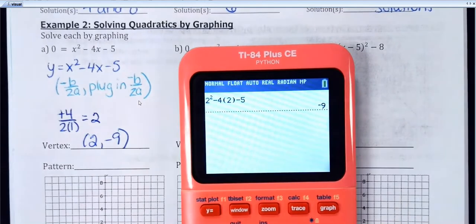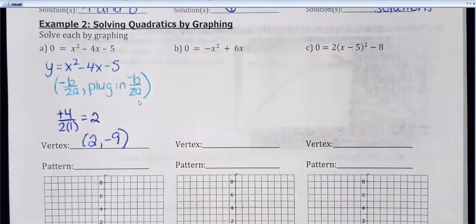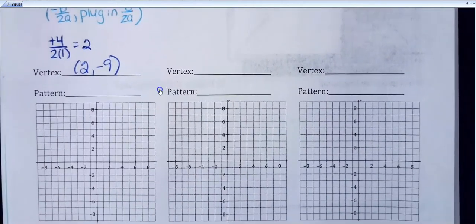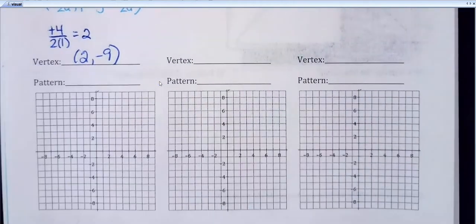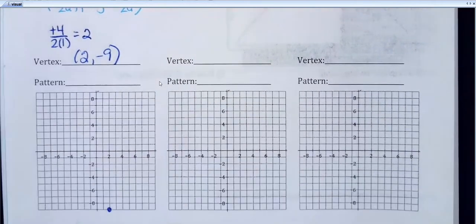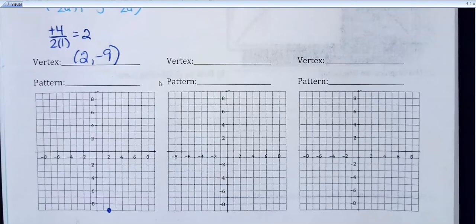Okay, now, if I have my vertex, all right, sorry, I don't think I'm going to get this on the screen at the same time. I'll scooch this up because it's going to be the very bottom of the graph. So if 2, -9 is my vertex, how would I find another point? Or how would I find more points?